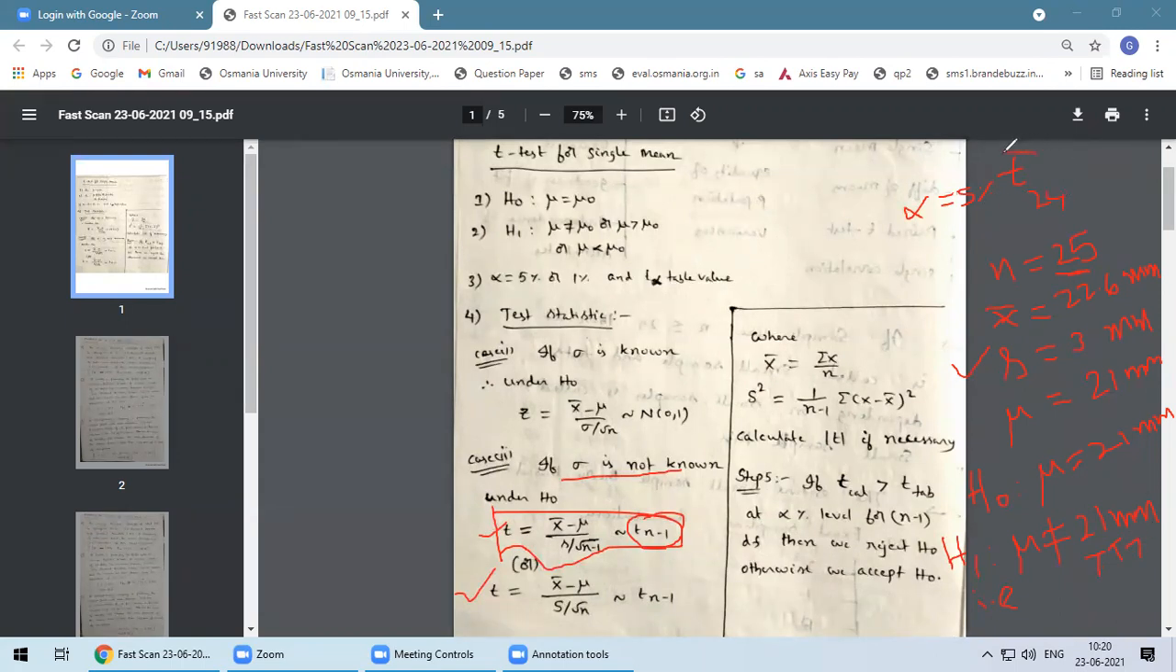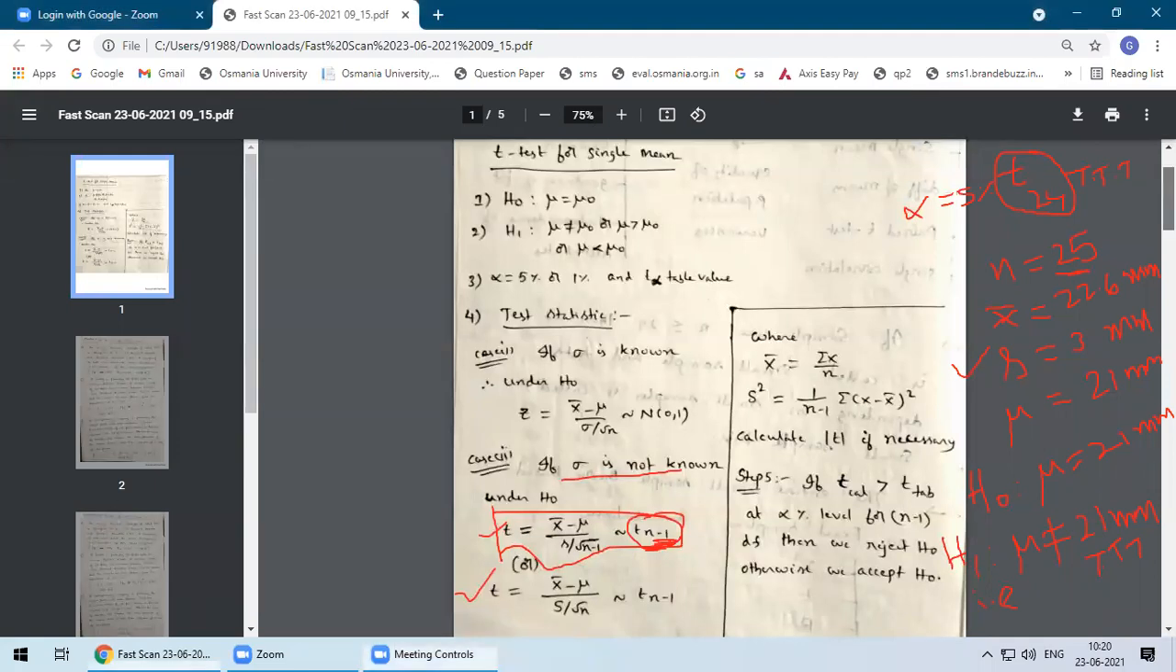Why have I written t24? Because t(n minus 1) is the table value. So n value is 25, and 25 minus 1 means t24. So write down step number 3: alpha equal to 5%, t24 two-tail test equal to.